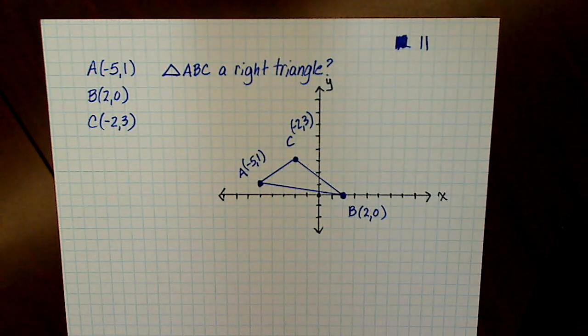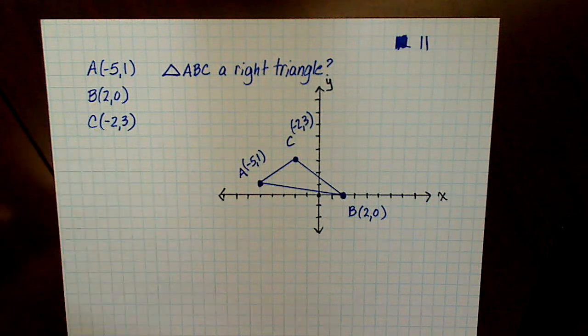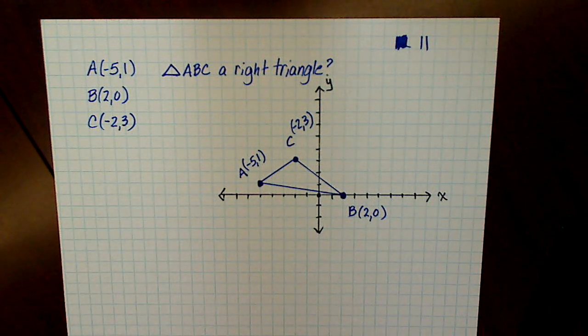What's going on, everybody? This is problem number 11 on the Basic Skills Review Day 1 worksheet for Integrated Math 2. The question is asking, given these 3 points, if I connect them, does it make a right triangle? And I'm supposed to justify my answer algebraically, meaning I'm supposed to show either with slopes or distances that this is a right triangle or not.